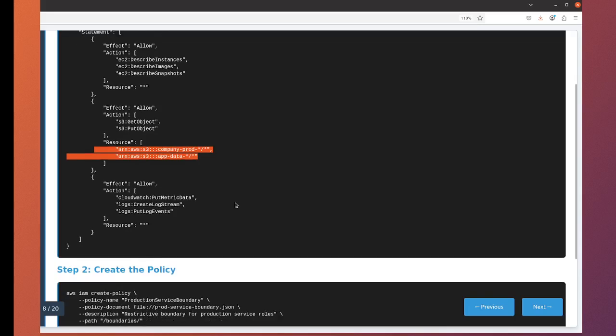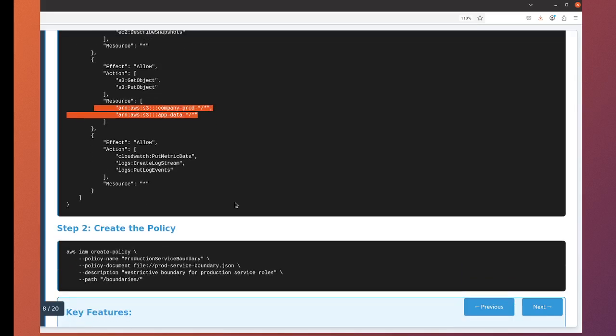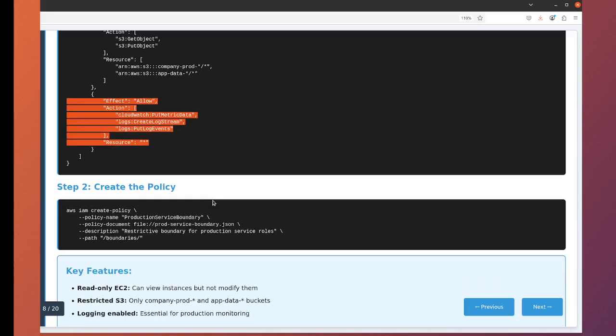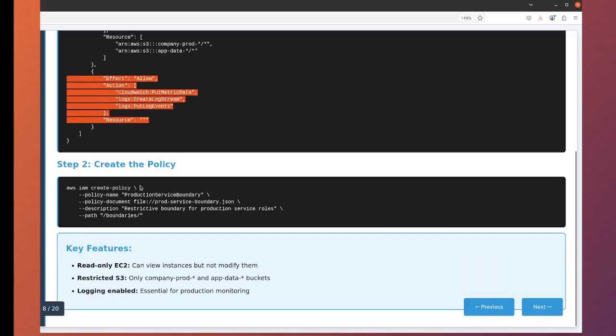This is a powerful feature. You can restrict access to buckets that follow naming conventions like company-prod or department-data. CloudWatch permissions focus on logging and monitoring, which are essential for production services but don't pose security risks. This boundary would be perfect for application roles that need to run in production but shouldn't have broad access.